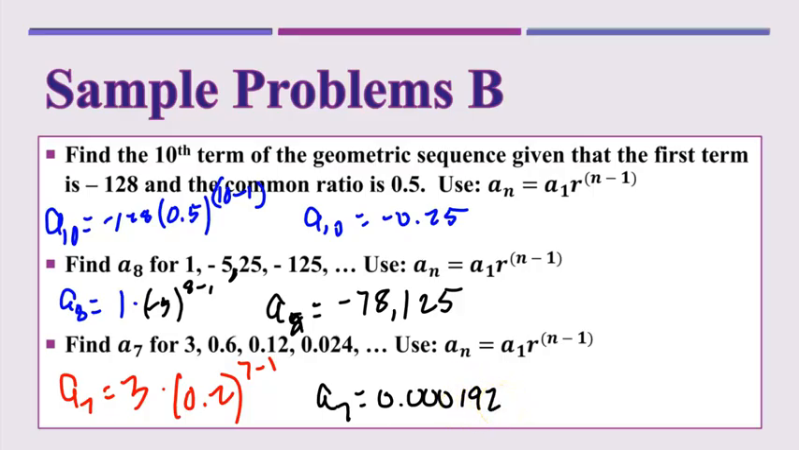Because it was 1.92 times 10 to the negative 4th, so if I move the decimal point 1, 2, 3, 4 to the left, that's what our next number would be.